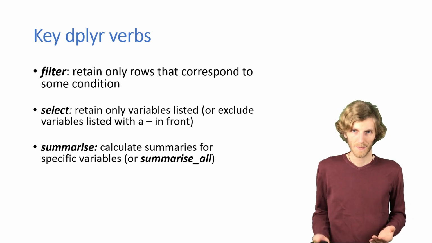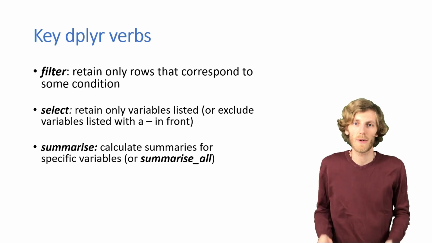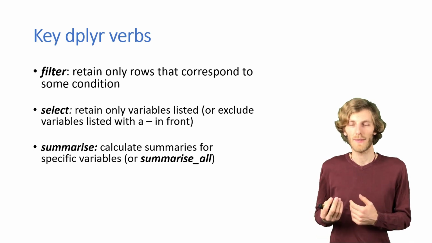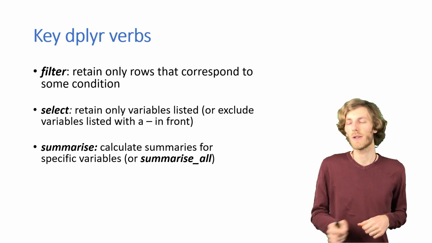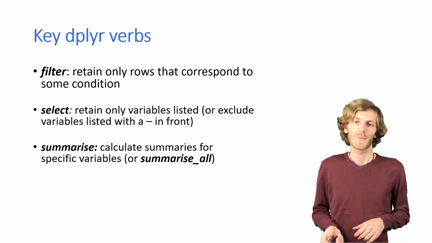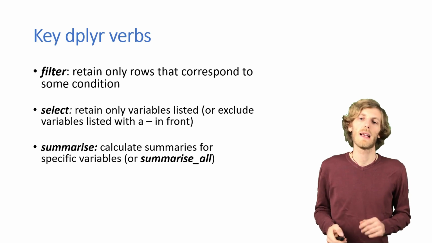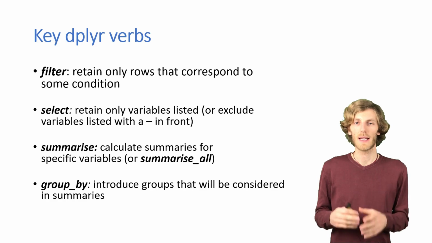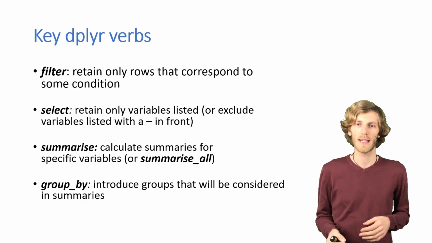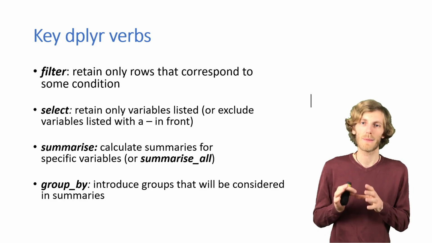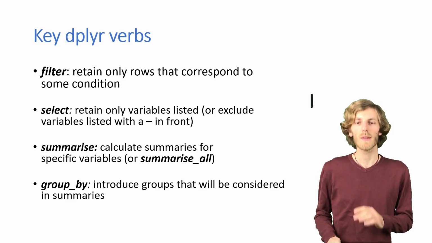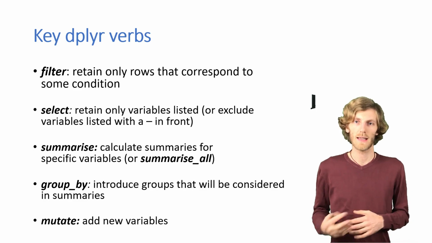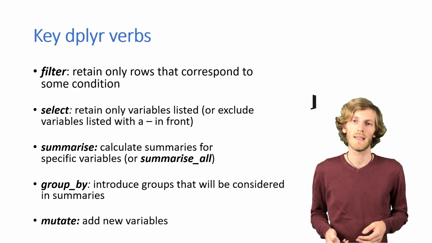Next we have summarize. That then allows us to summarize all the rows that we have, filtered or not, on any of the variables that you specify, or you can use summarize all to summarize all the variables. That's particularly powerful in combination with group by, where you group the data set by some categorical variable. We'll have an example for that in a moment, but if you do that, then you get summaries for each of the groups. And lastly, there's mutate. Mutate allows us to create new variables out of the data already in the data frame.